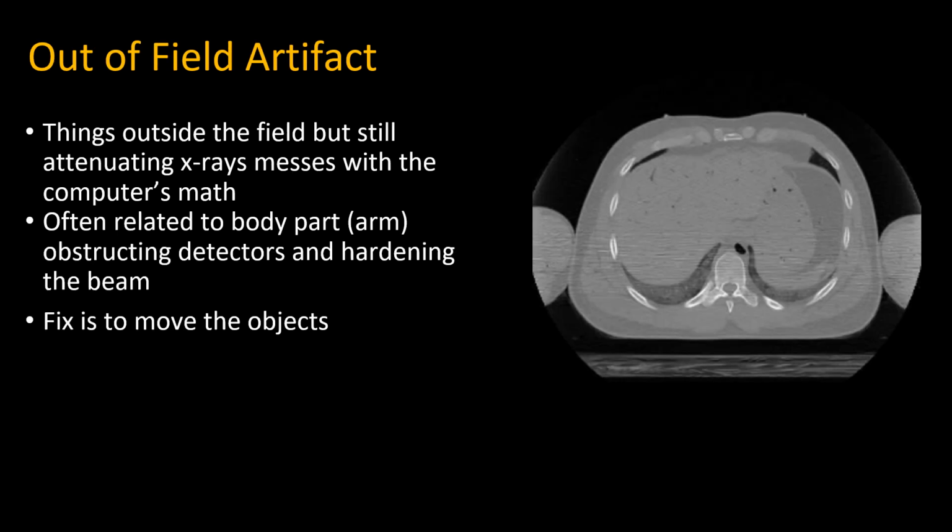Out of field artifact is caused by things outside the field that still attenuate X-rays, and that messes with the computer's math as well. These are often related to a body part like the arm, which obstructs detectors and hardens the beam. So the fix is to move those objects.